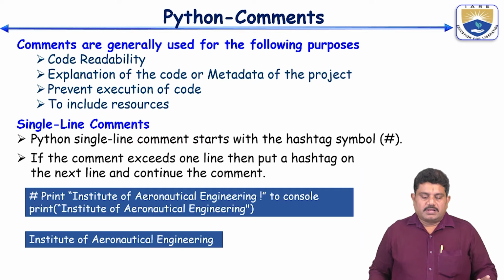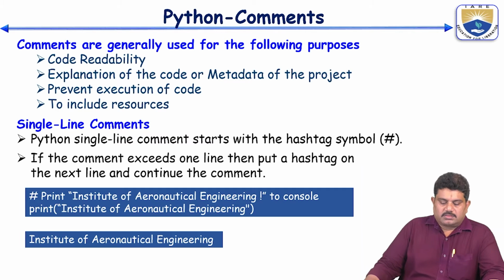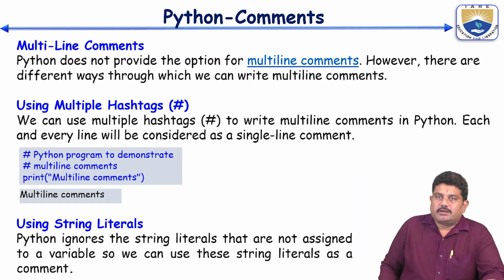Comments are generally used for the following purposes: code readability, explanation of the code or metadata of the project, preventing execution of the code, and including resources. We already discussed all these things. Single line comments we have discussed. The comment is available in a single line only, so such comments we call single line comments. And next, multi-line comments.